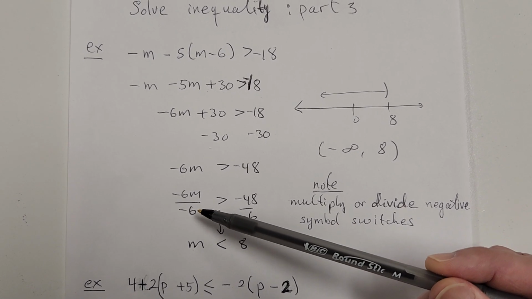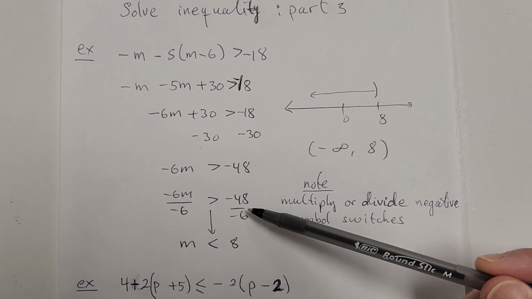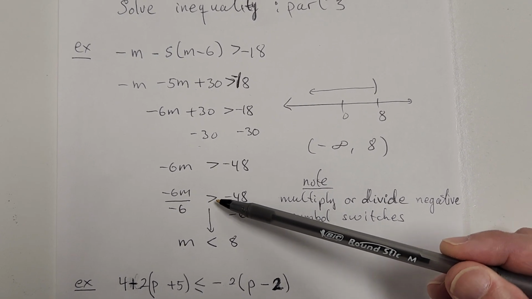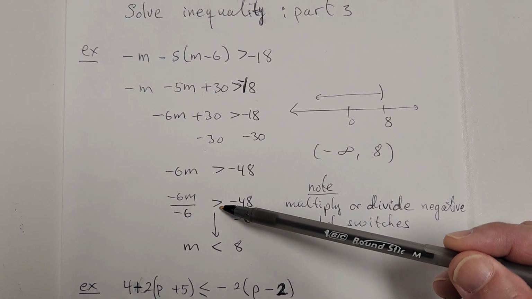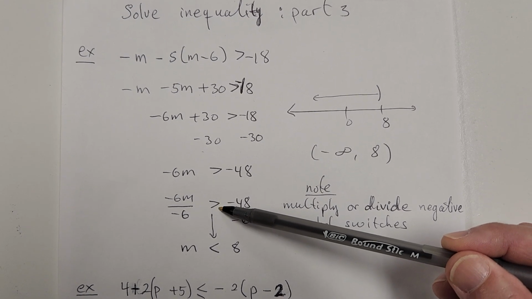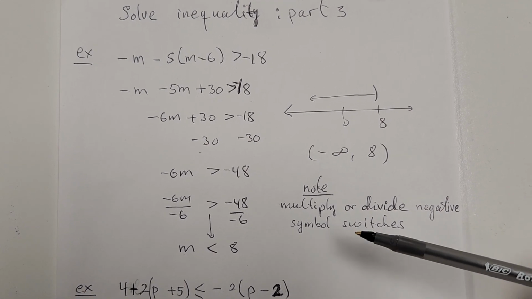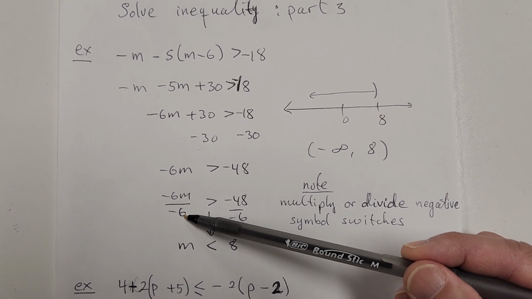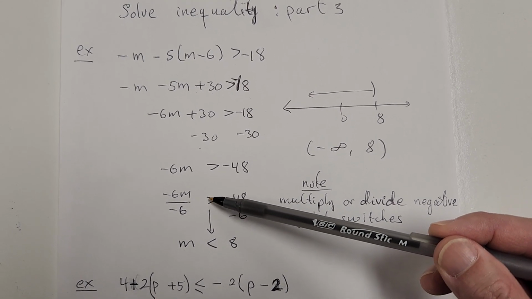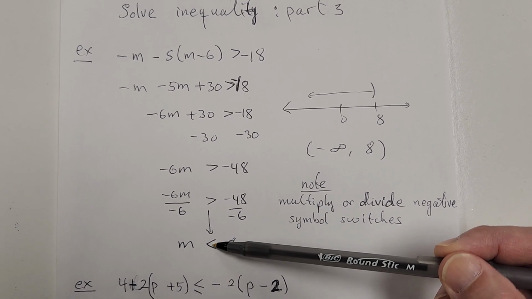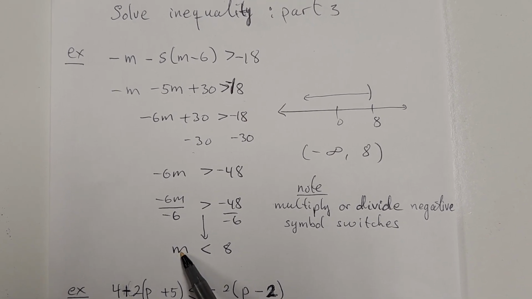One more time. When you divide or multiply by a negative right here, this symbol right here is being switched. So in the beginning it was greater than, now it becomes less than. One more time, when you divide or multiply by a negative, this inequality symbol has to switch. And this is the answer because the letter is by itself.